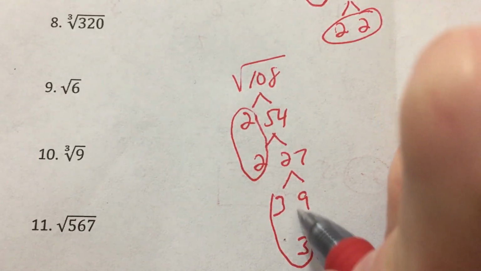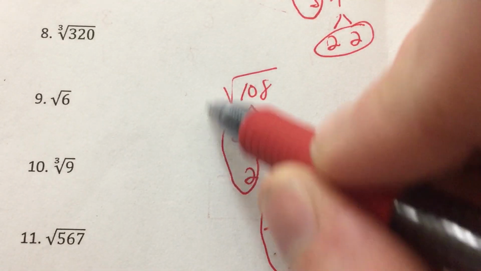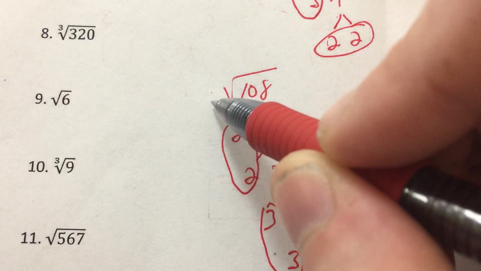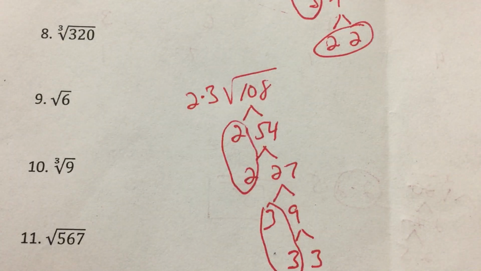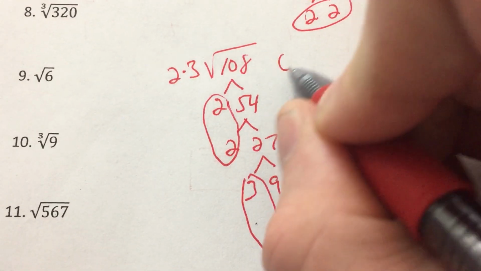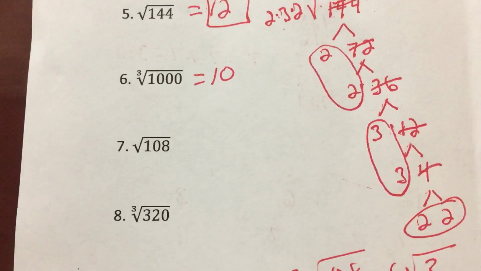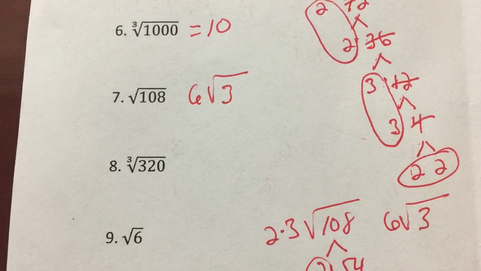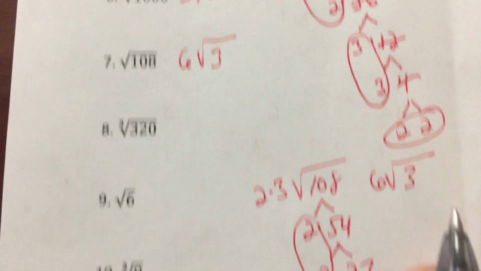So I got a pair of 2s, a pair of 3s, and then there's going to be a single 3 left over. So the 2 is coming out, the 3 is coming out. When they both get out there, they're going to multiply and make the number 6. And left inside is going to be a 3. So there's a 6 on the outside, and on the inside is 3, or 6 square root of 3. All right? Cube root of 320, I'm going to let you try on your own.